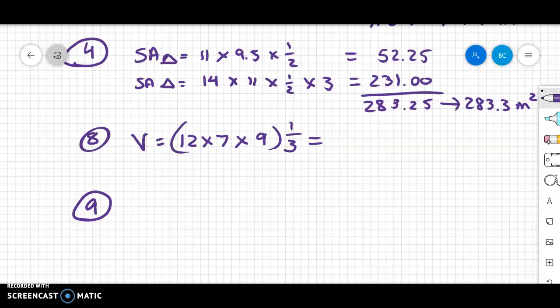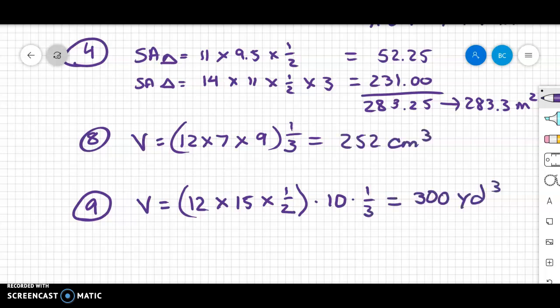On number 9, I have a triangular pyramid, so I'm going to find the area of the base, which is going to be 12 times 15 times 1/2 because it's a triangle. Then I'm going to multiply it times the height, which is 10, and then times 1/3 because it's a pyramid. Once I have the work written down for a couple of those problems, then I'll get out my calculator and finish up the answers. I know that my labels are going to be whatever the unit is cubed.